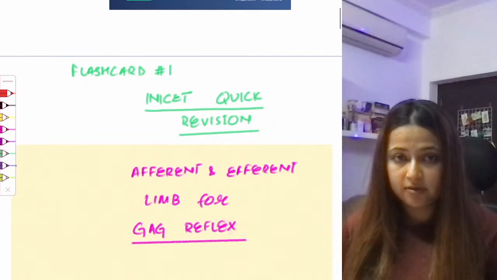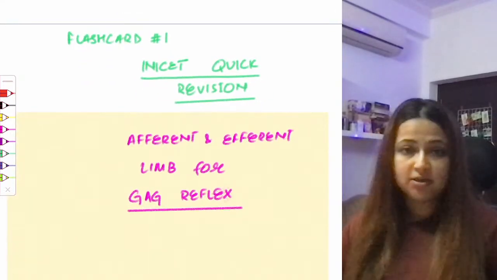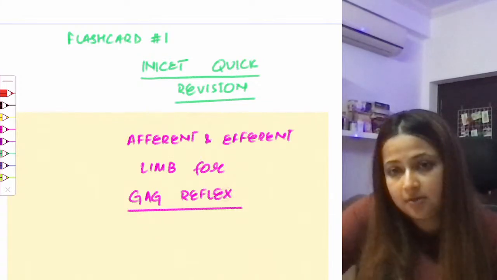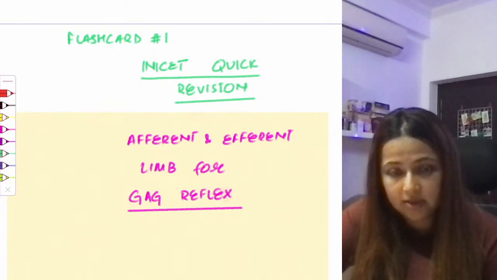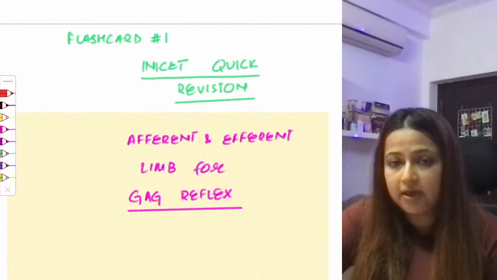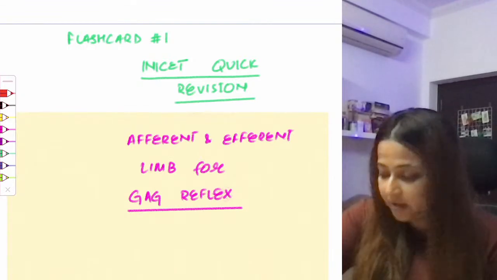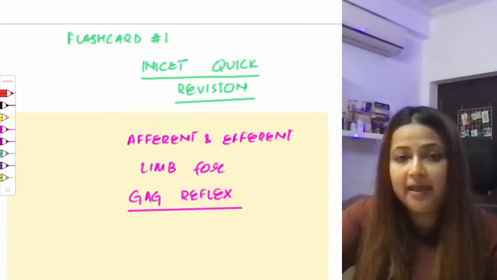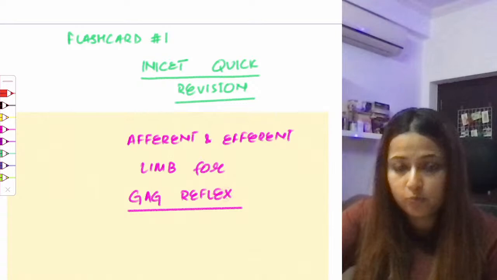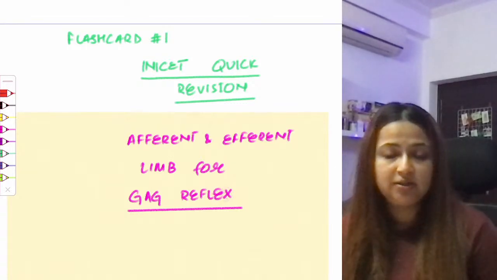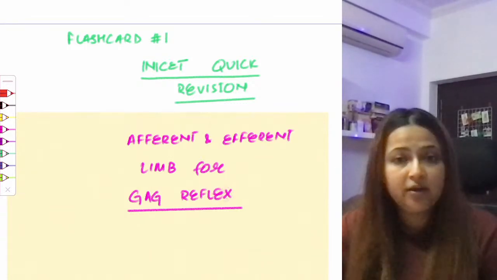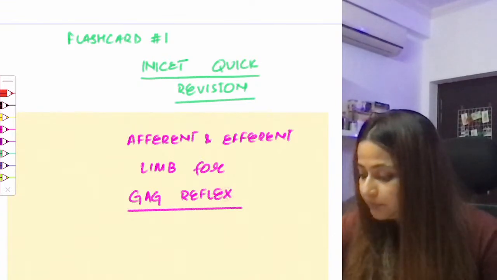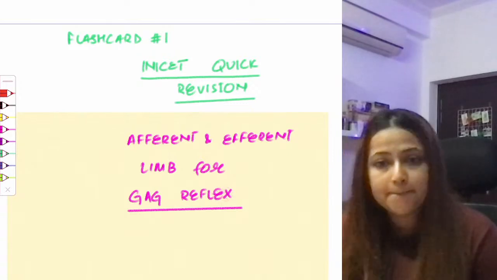So if you can see on the screen, this is flashcard number one. It has been seen that these reflexes, then cranial nerves, then extraocular muscles, the eye, these things are really, really important. So when you talk about the afferent and the efferent limb for the gag reflex, what do you think would be the answer? If the question involves this wording, afferent and the efferent limb for the gag reflex, what would you answer here? Anyone?